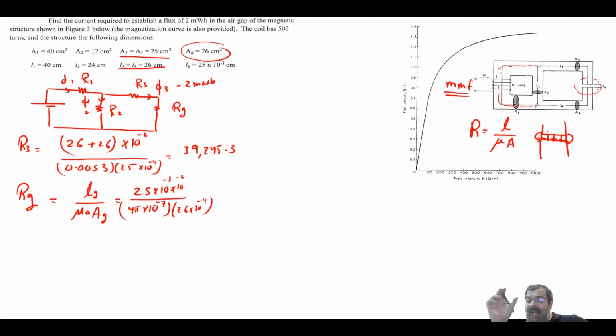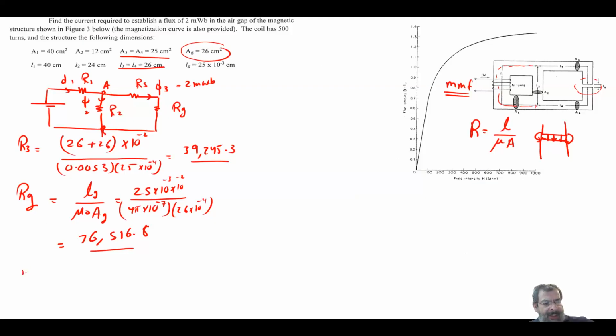So this is why we make the air gap cross-section area more than the magnetic material. And this would be equal to 76,516.8. Now we found these two reluctances. We know the flux, so we can find the total MMF between point A and point B, which is like finding the voltage, which is basically the summation of the reluctances times the flux.